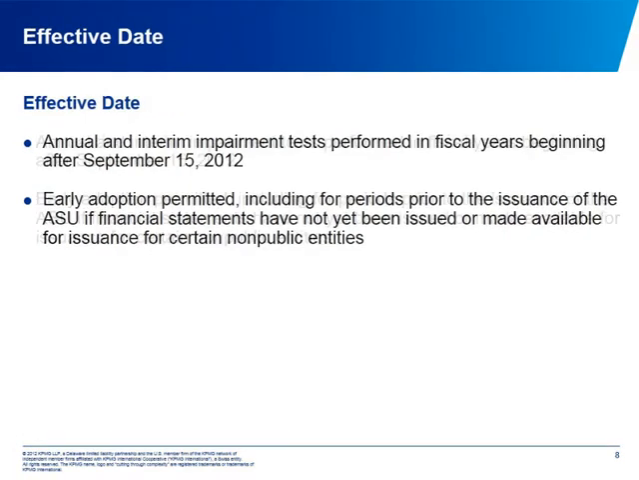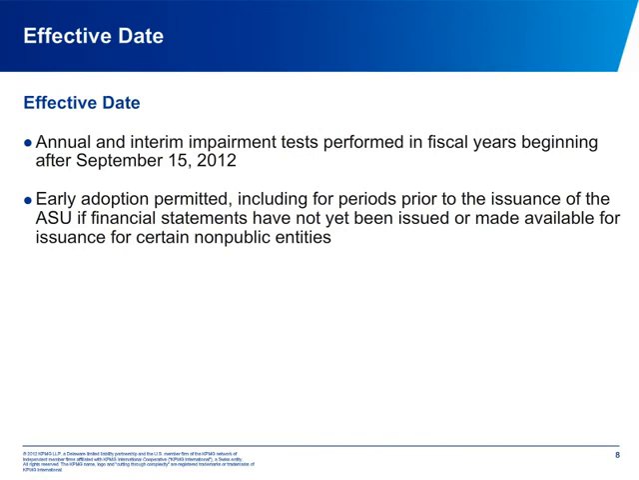The ASU is effective for annual and interim impairment tests performed for fiscal years beginning after September 15, 2012, and early adoption is permitted, including for periods prior to the issuance of the ASU if financial statements have not yet been issued or made available for issuance for certain non-public entities.